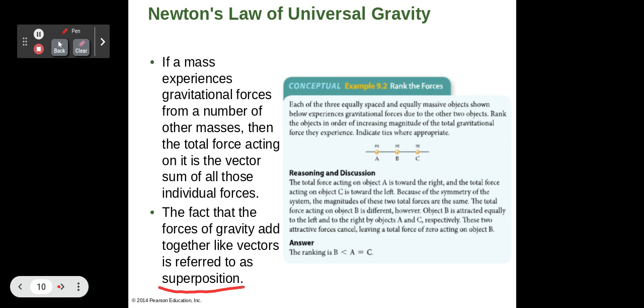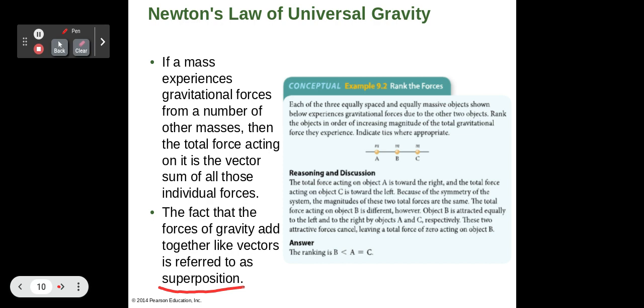So here's the example. Each of the 3 equally spaced and equally massive objects shown below experience gravitational force due to the other 2 objects. Rank the objects in order of increasing magnitude of the total gravitational force they experience. Indicate ties where appropriate. So we have point A, B, and C. We have mass A, B, and C, and we want to know what's the total force of gravity experienced by one object from the other 2.